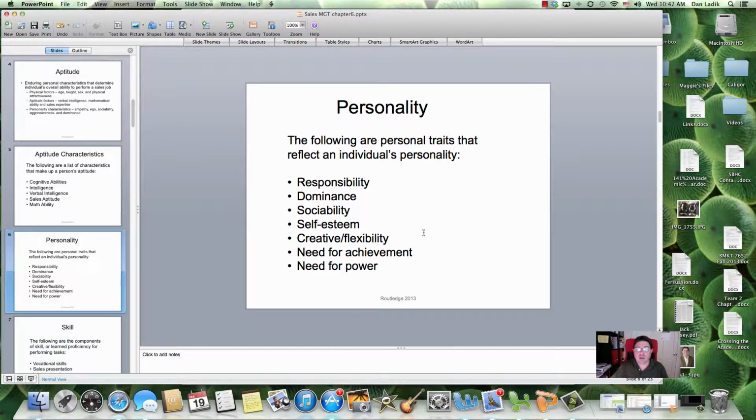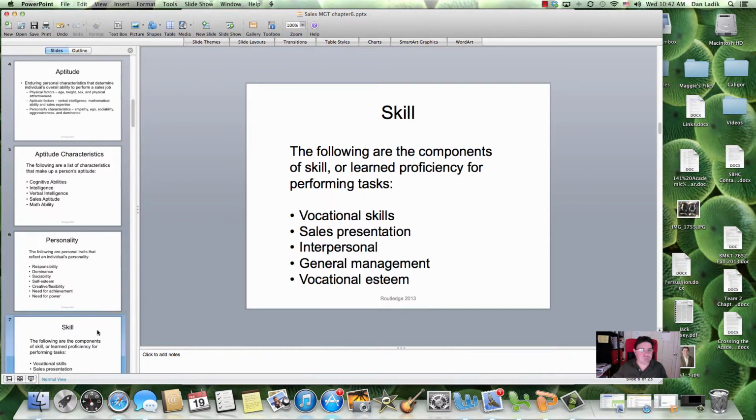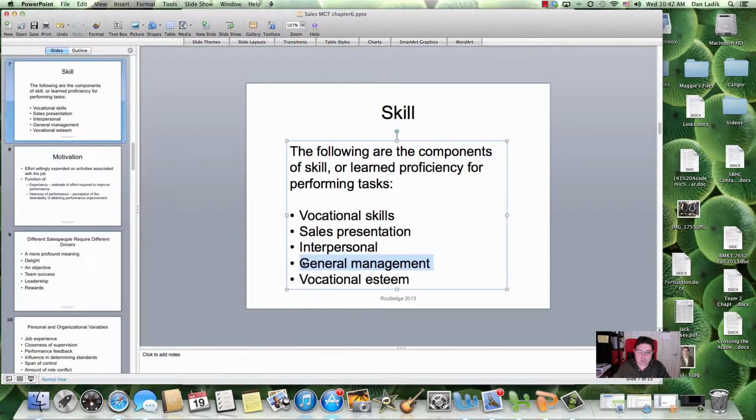Personality. There are lots of personality traits and individual difference variables. The need for control, the need for power, the need for achievement. How creative one can be, levels of self-esteem, how sociable, extroverted, introverted, how dominant. Are you a teacher? Are you a coach? Skill. Vocational skills related to your profession, sales presentation skills, interpersonal communication skills. A lot of these are learned, hopefully. General management and dealing with people, and how you feel about your vocation.